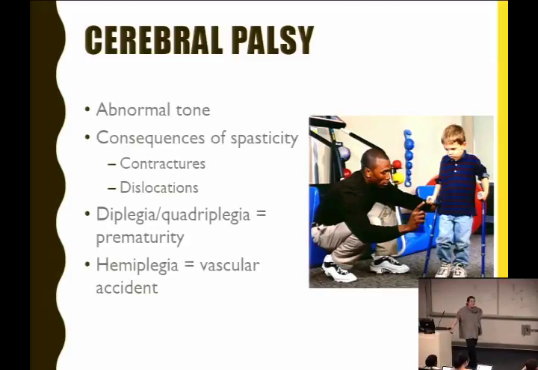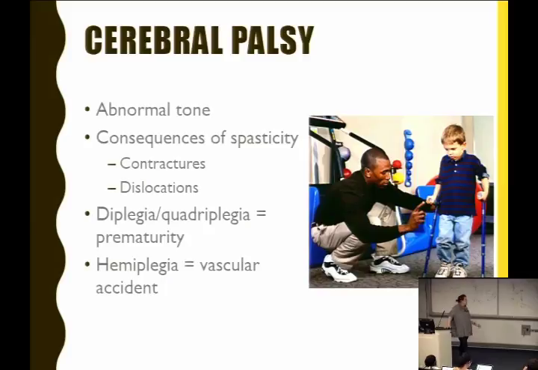The consequences of having higher muscle tone are that you develop contractures. So if you're constantly bringing your biceps in, eventually the biceps will actually shorten, and so will your brachialis, and you won't be able to fully extend your arm because the muscle shortened and then subsequently the joint on the anterior side contracted. In joints like the hip, you can actually get dislocations.